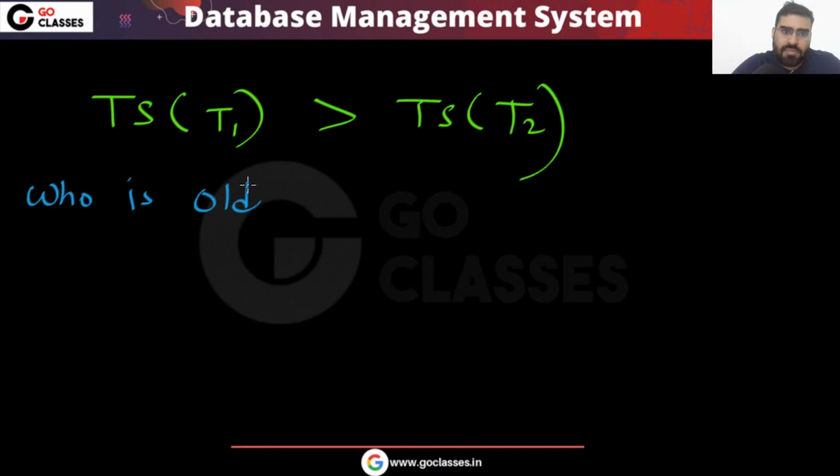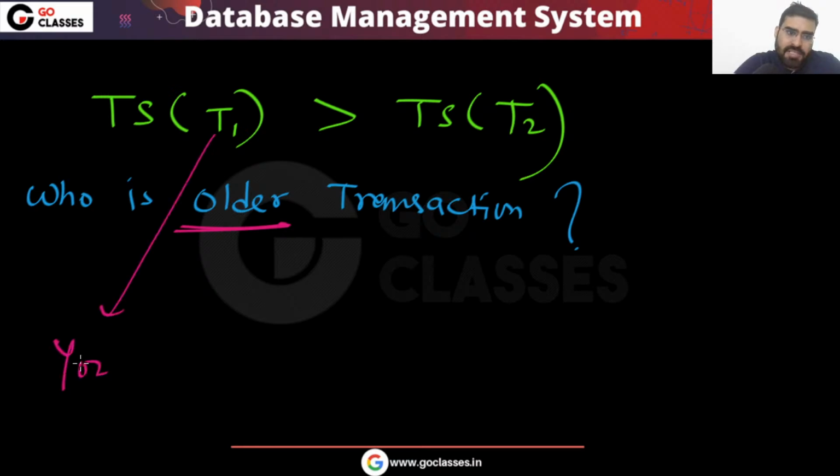Who is older? Who is the older transaction? If transaction T1's timestamp is more than transaction T2's timestamp, then which transaction is older? You can clearly see that the timestamp will always increase, which means this one is younger. This is the younger transaction, and this is definitely the older transaction, right?